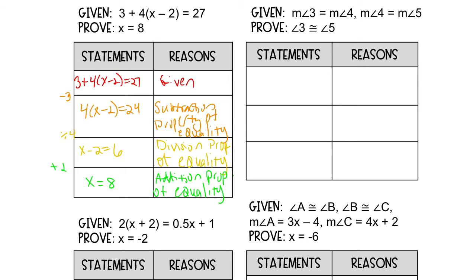All right, that makes pretty much some sense. I'm into it so far. Let's see if we can do another.